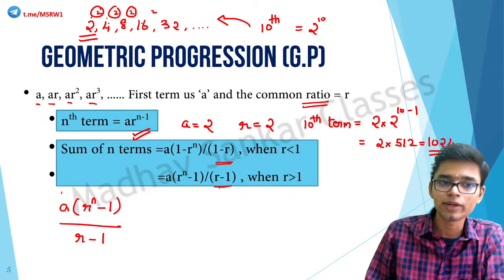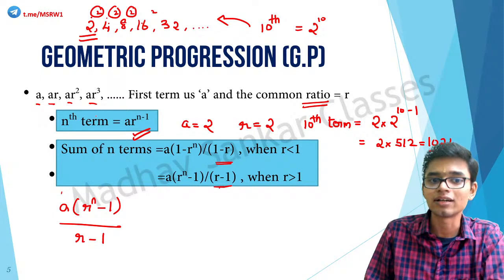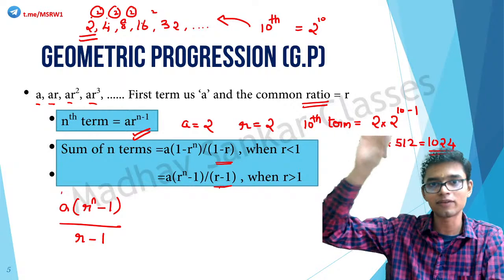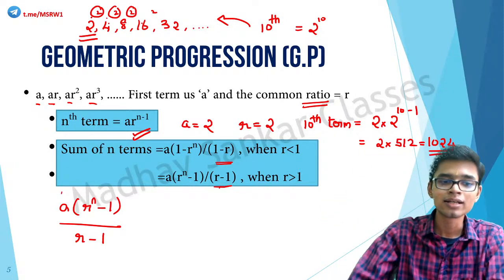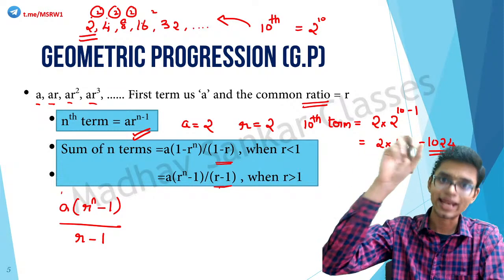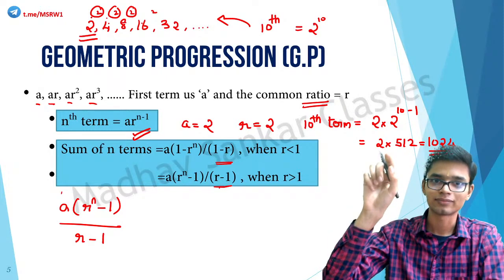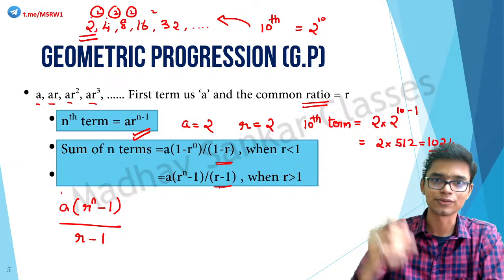Okay, in the formula to find the nth term, it is A into R raised to n minus 1. N minus 1 is in the power. But in this one, it is A into R raised to n, and then minus 1. It is not n minus 1. Got it? Got the difference? Don't confuse.